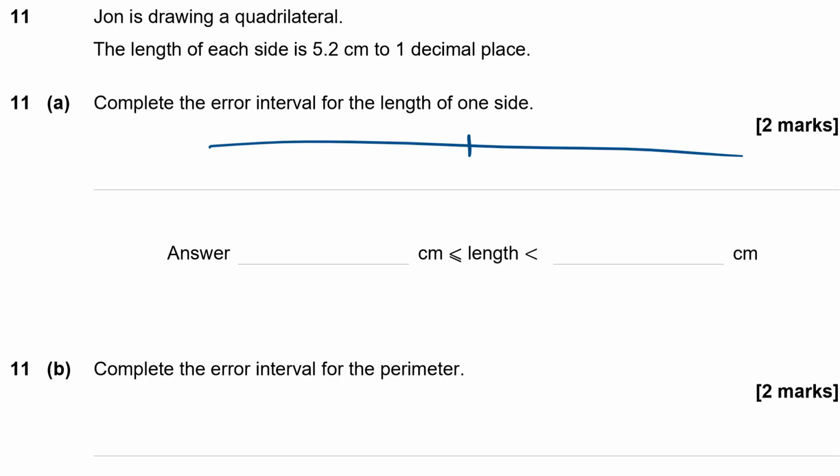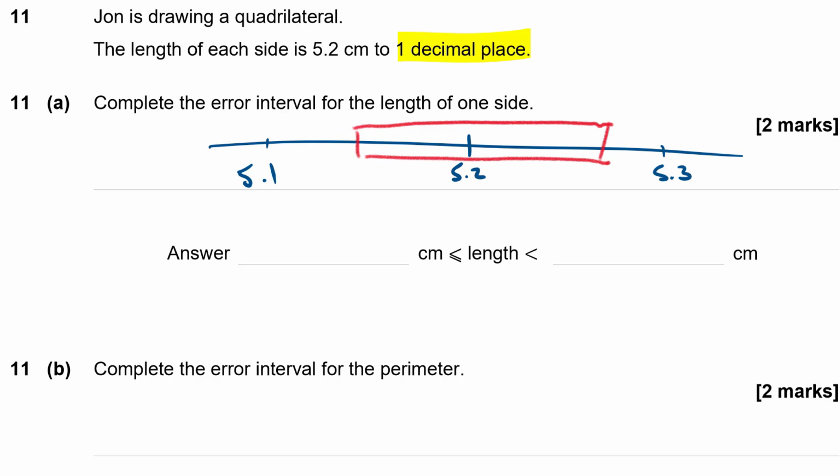I mark the point I've been given, 5.2, and then I use the rounding amount to mark on my scale the next one up. So if I'm going up in one decimal places, the next one up on my scale will be 5.3. And the one below it will be 5.1, and then I consider all the values that are going to round to my given value. That's all the numbers that are halfway between 5.1 and 5.2 will round up.